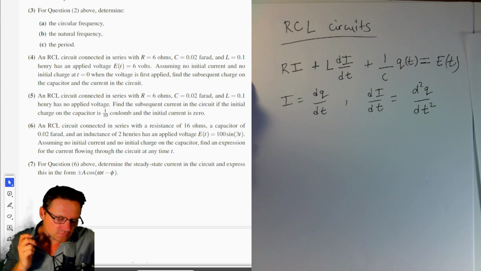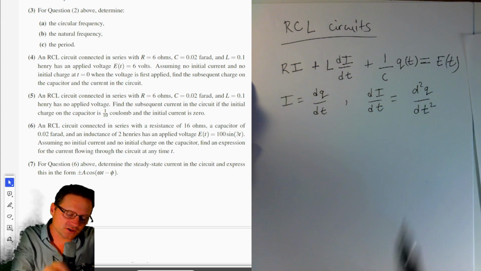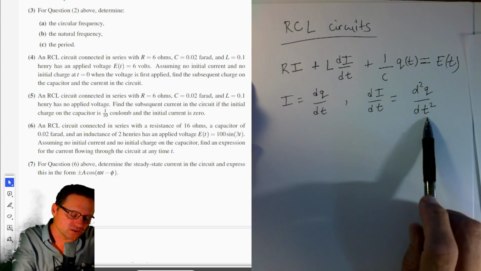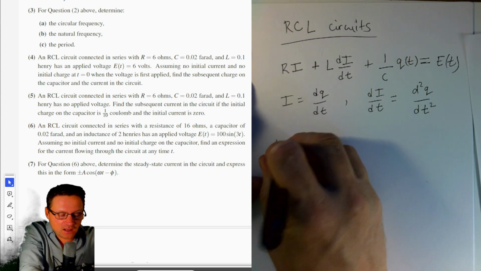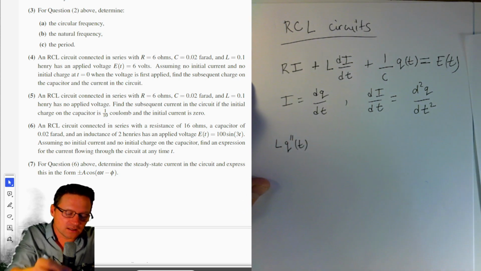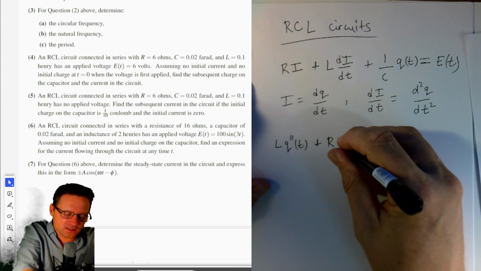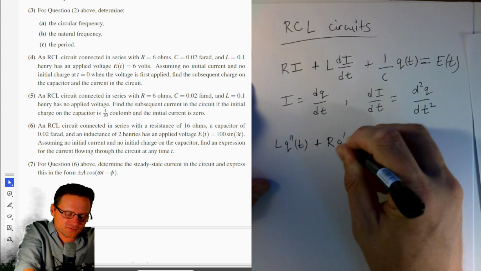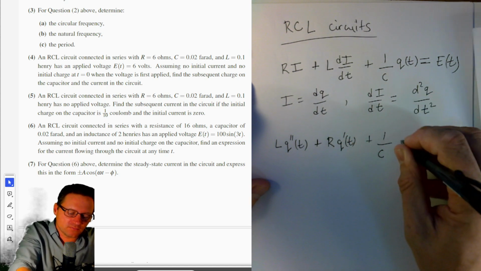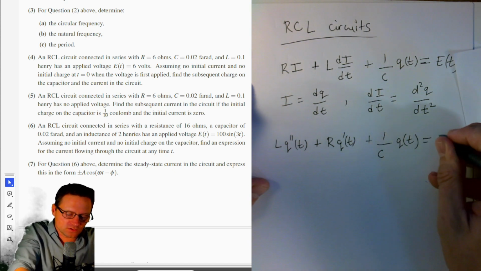Do we know? Because di/dt is the second derivative. So we're just replacing di/dt here with d²q/dt². So then we have L q''(t) plus R i, but i is q'(t), and then over here we have plus 1/C q(t) equals E(t).